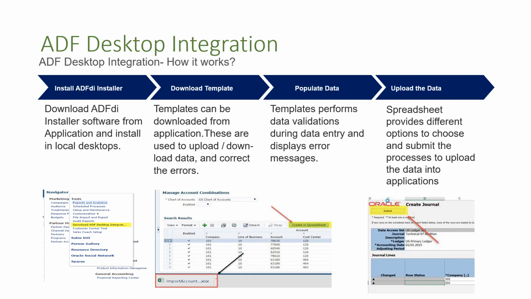Desktop Integration? Now, using the FBDI template, you don't need to install any software. You just need to make sure that you have Excel, and that macros can be enabled in those Excel sheets. But for ADF Desktop Integration, you'll have to download one ADF DI installer software, and you don't have to go anywhere. You can download it from your Oracle Cloud ERP system itself, where you'll get this installer and can install the software. So the first step in ADF Desktop Integration is to download the software. Once you have downloaded it, we can download the ADF DI template.